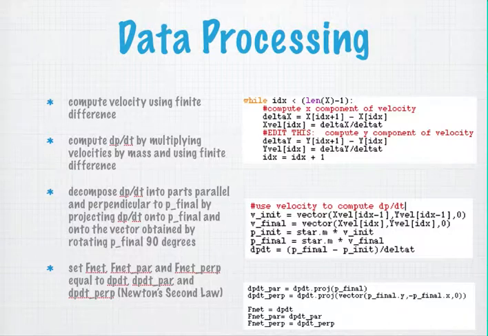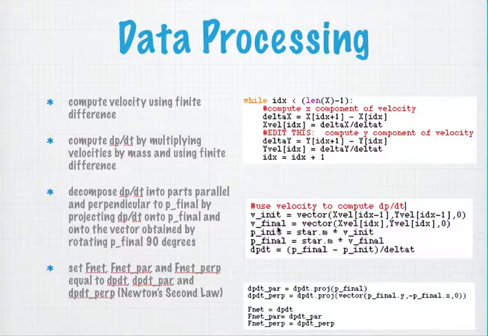It goes down the list, computing delta x, dividing by delta t to get velocity, and makes a new list with velocity values. We can compute dp/dt, the derivative of momentum with respect to time, by using the same technique, finite difference. So the code here, middle right, chooses 2 consecutive points from our velocity list, v init and v final, multiplies both by mass to get momentums, and does finite difference.